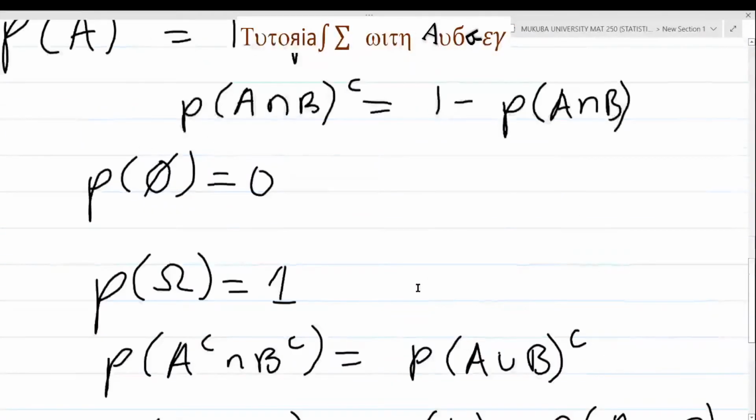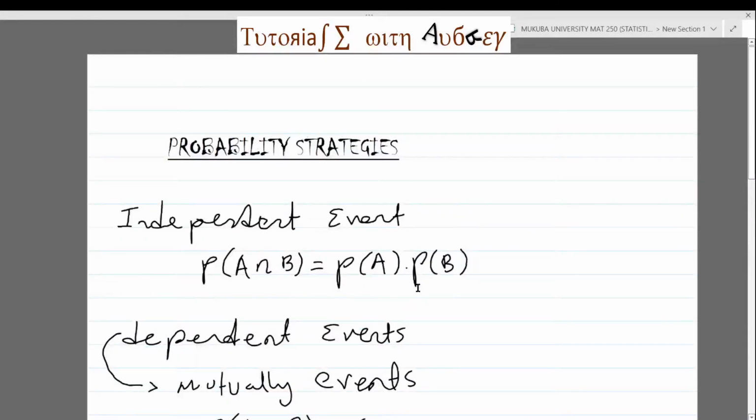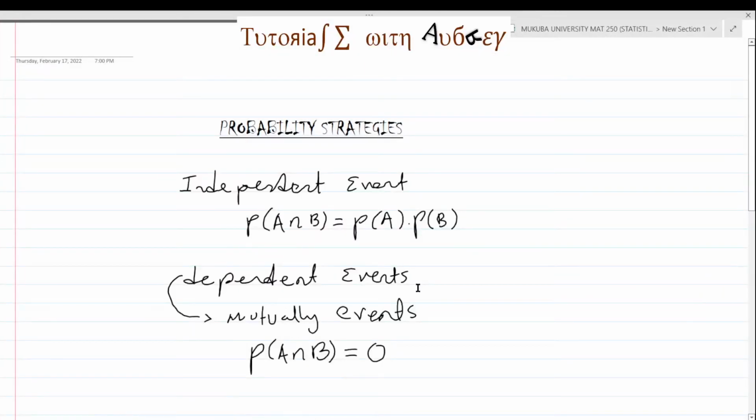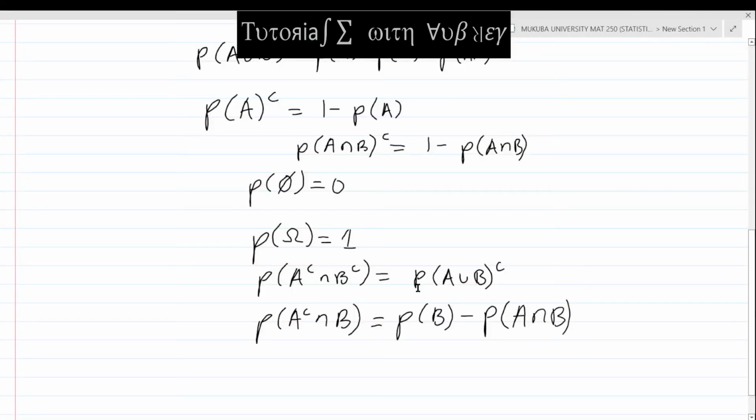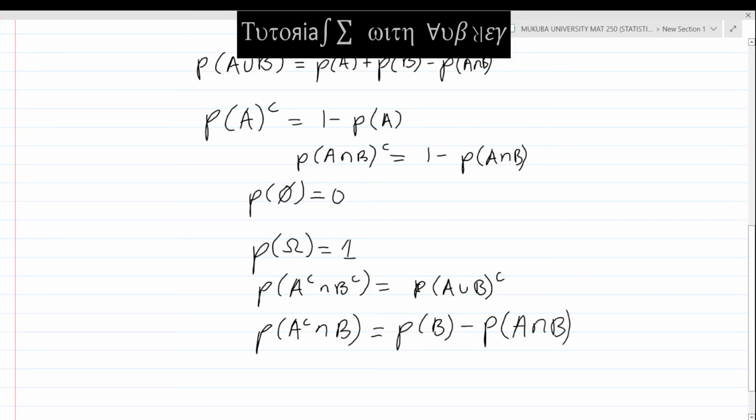So now these are the strategies that you should know, and let's look at some problems that we are going to use to apply the strategies that we've learned here.